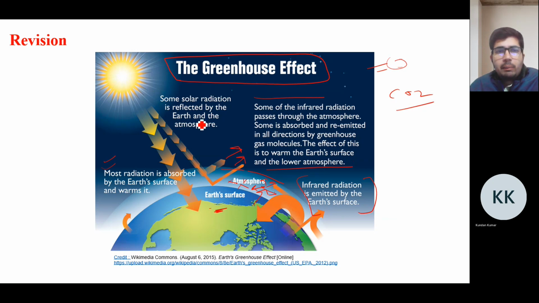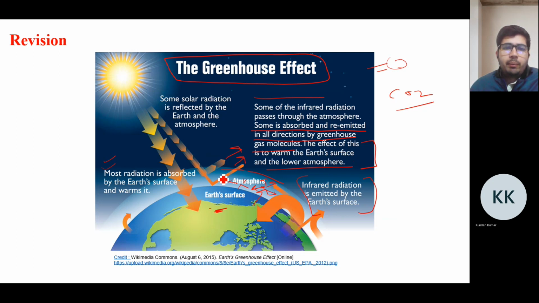Because some of the infrared radiation passes through the atmosphere, some is absorbed and re-emitted in all directions by greenhouse gas. This is a very important statement: it is absorbed and re-emitted in all directions by the greenhouse gas molecules. The effect of this is to warm the Earth's surface and lower atmosphere. So it will increase the Earth's surface and lower atmosphere temperature.